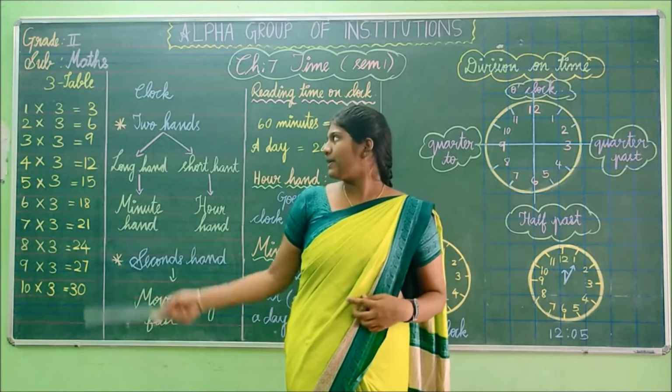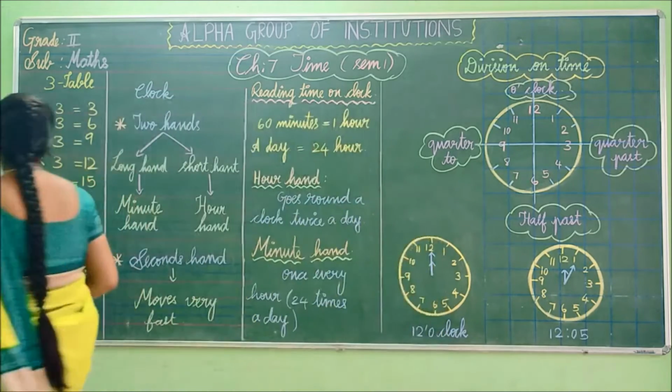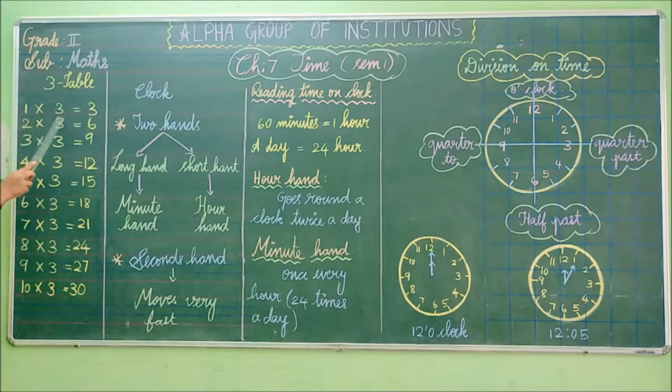So today first we are going to revise three tables. Shall we see, children? Okay, see here. 1, 3 is 3. 2 3s are 6. 3 3s are 9. 4 3s are 12.